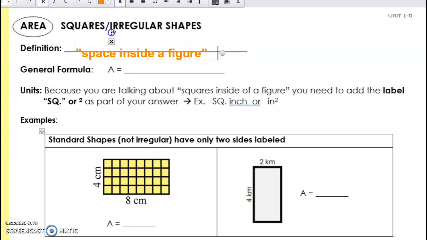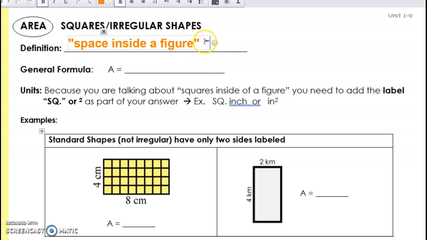And it's often boxed off, okay? Even though you don't always see the boxes, it's also defined as the square units inside a figure. So that's where we get the idea of square units. Now the general formula to calculate that, when you're looking at standard shapes, nothing irregular, still deals with length times width.